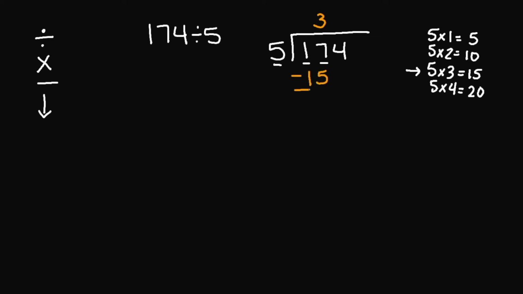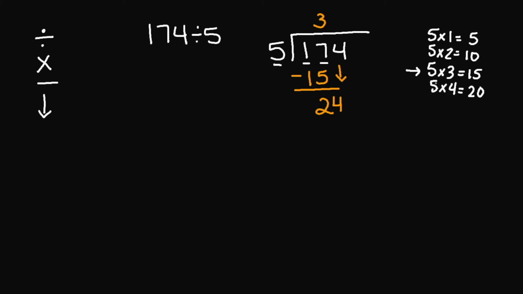Now I'm going to subtract. 7 minus 5 is 2, and then 1 minus 1 is 0. Now I'm going to bring down my 4. 5 goes into 24 how many times?